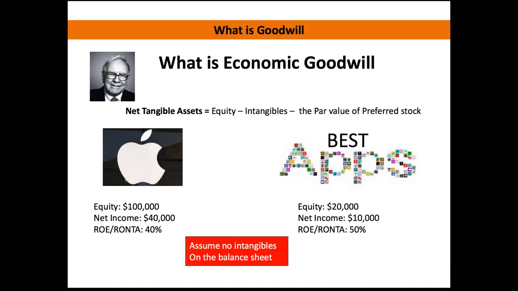So when we were looking at our two companies earlier with these generic scenarios, we had Apple with an equity of $100,000 and a net income of $40,000, and if you remember, there were no intangibles on their balance sheet at the beginning of that scenario. So our return on equity and our return on net tangible assets were exactly the same at 40%. And the same thing over there with Best Apps: the equity was 20, net income was 10, and so our ROE and our return on net tangible assets were exactly the same at 50%. Now, you're not going to commonly see that because most companies have intangibles listed on their balance sheet.